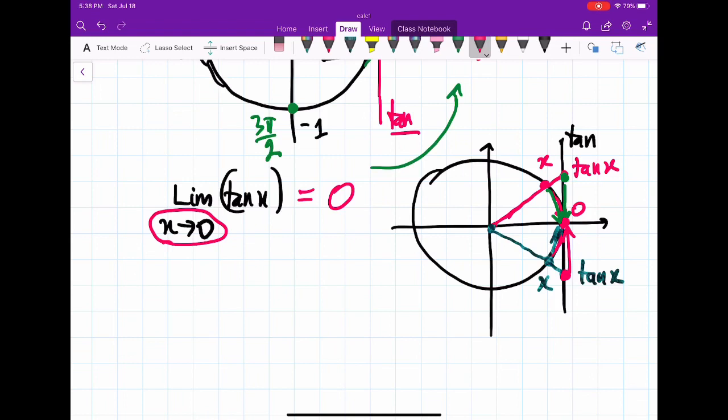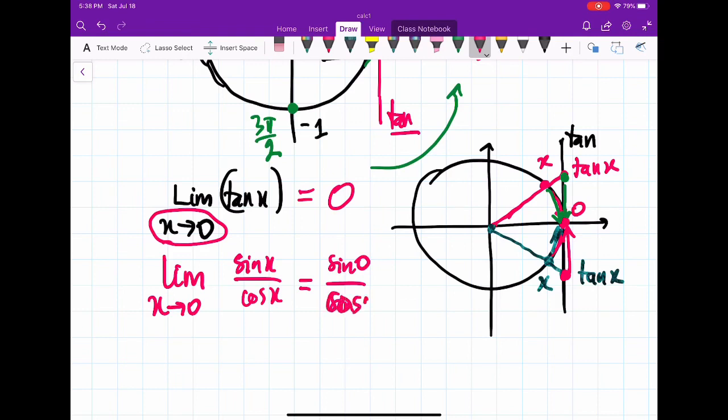Alright? You may also write tangent is sine x over cosine x when x approaches 0. And when you plug 0 into this function, you get sine of 0 over cosine of 0. And that is 0 over 1, which is 0. A finite number, you are good. But I really hope that you understand how to explain this using the unit circle. I tell you, this is complicated because some of you might not have studied it in high school, but we really need this when you study limits of trig functions.